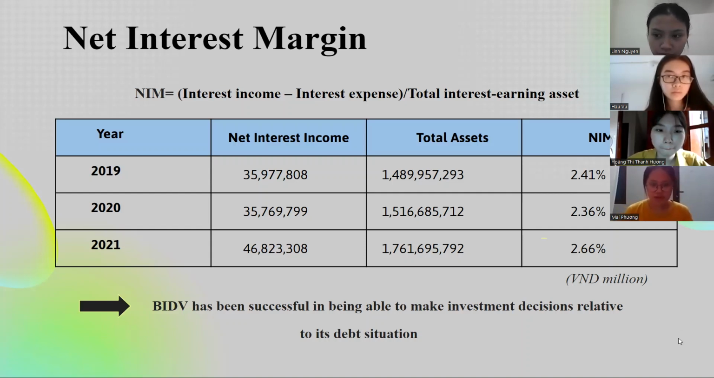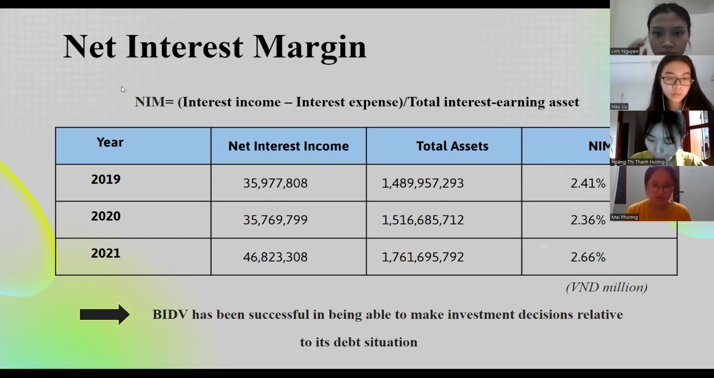At this point, net interest margin, NIM, will be a much needed tool to see if BIDV has achieved success in its investment decisions related to its debt situation. When the cost of borrowing is higher than the return on investment, coupled with a net interest rate of less than 1, it can lead to the conclusion that the bank cannot make the optimal decision.